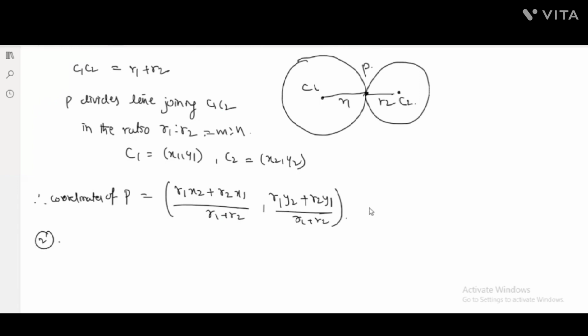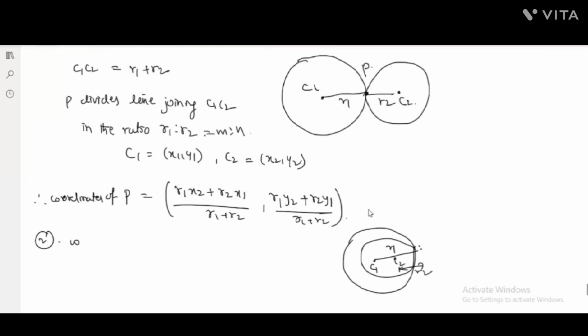Next, point number two. When two circles touch each other internally, how can we find the point? Let's say the circles are like this, and another circle is like this. When two circles are touching each other internally, this is the center of the first one and this is the center of the second one. The radius of the first one is R1 and the radius of the second one is R2.